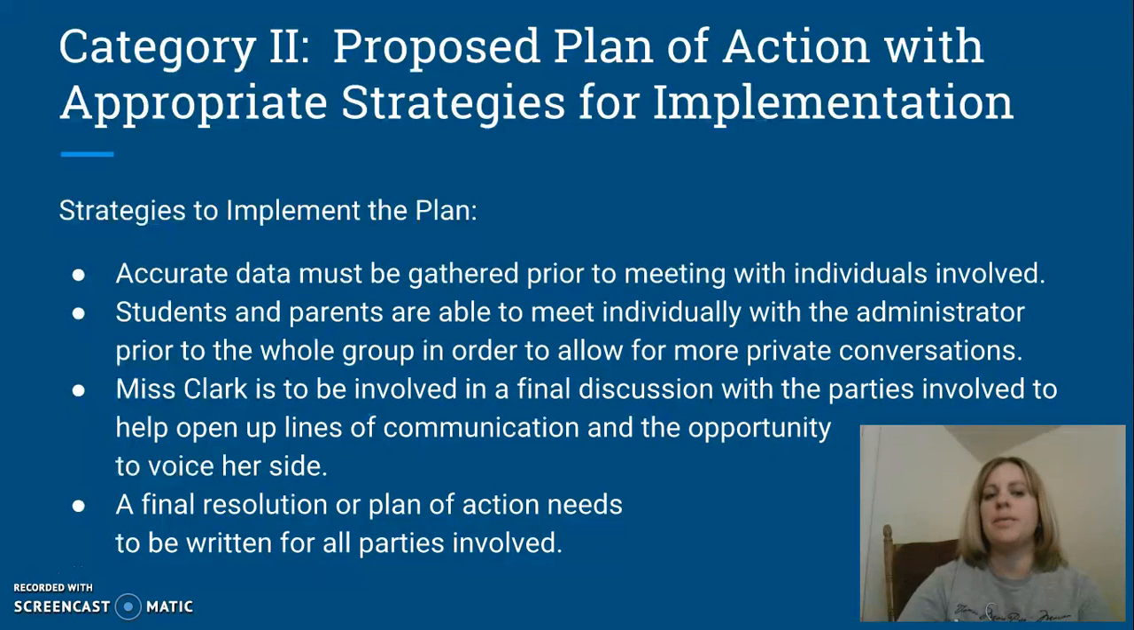So, some strategies to implement the plan. Accurate data must be gathered prior to having the meeting. Students and parents need to be able to meet individually with the administrator so that they can have private conversations. Ms. Clark needs to be involved, if not throughout the entire process. I believe that she does need to be kept up to date through the administrator, but she needs to have an active role in that final discussion.